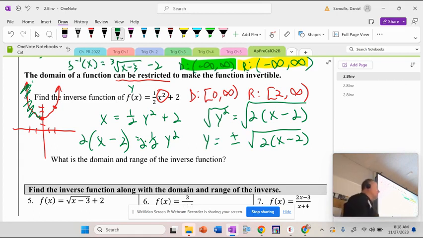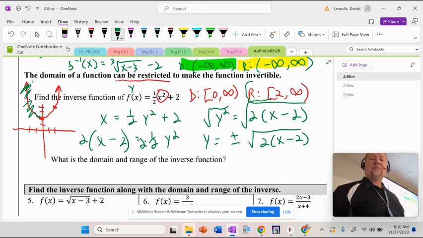Let's do it right now then. Because of my restrictions, the domain of this new function, by the way, I want to call it what it is. It's the inverse of f of x. All right, the domain is the range of the original. So I'm only allowed to plug in from 2 to infinity.